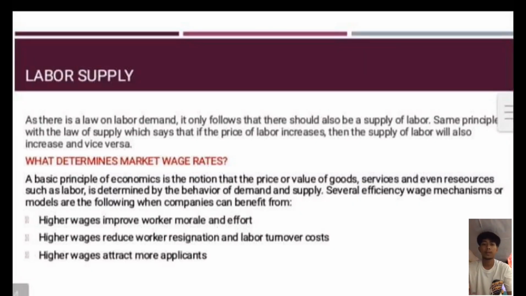Labor supply. As there is labor demand, it only follows that there should also be a supply of labor. Same principle with the law of supply, which says that if the price of labor increases, then the supply of labor will also increase, and vice versa.